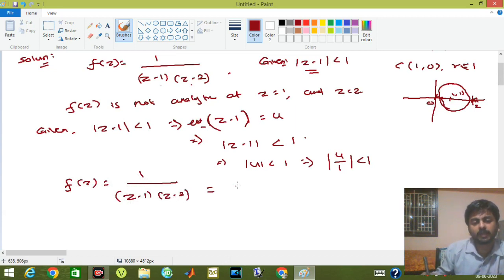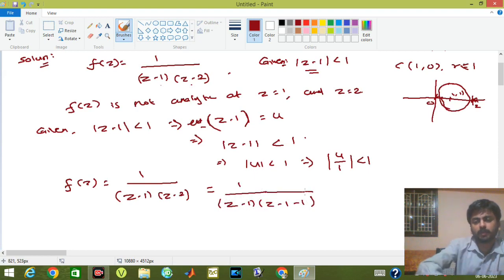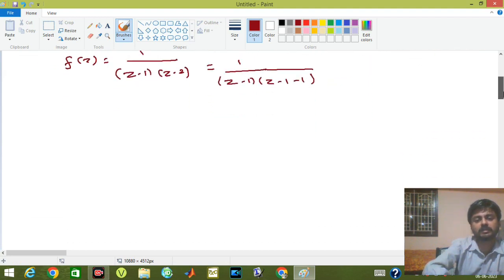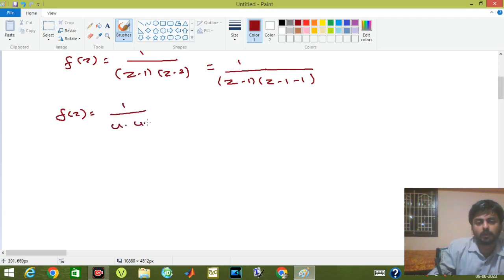That can be written as 1 divided by z minus 1 into z minus 1 minus 1, and after that we will have f of z equal to 1 divided by u into u minus 1. So now this is our function.